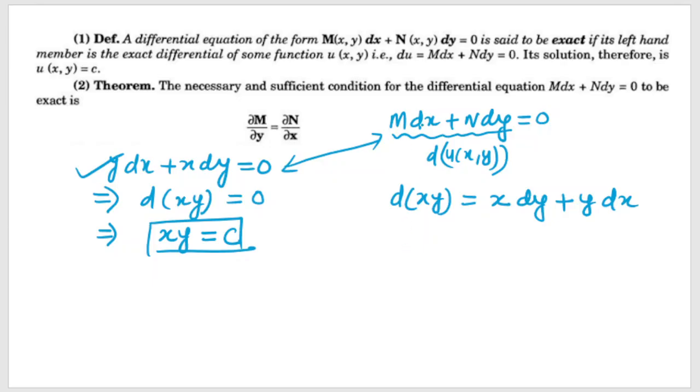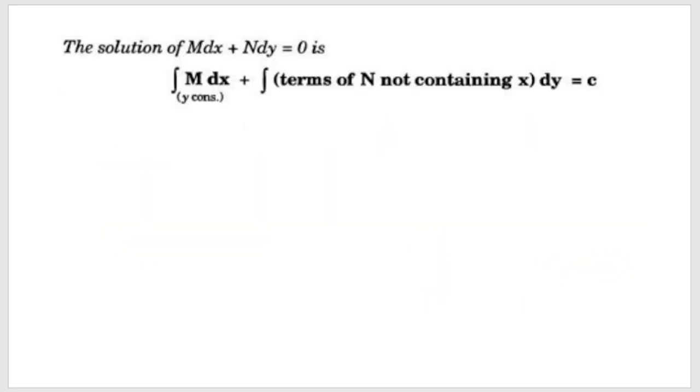To decide whether M dx plus N dy is equal to 0 is an exact differential or not, we first calculate del M by del y and we calculate del N by del x. Here this is the partial derivative of M with respect to y, and this is the partial derivative of N with respect to x, and if both of them are equal, then we say that the given differential equation is exact.